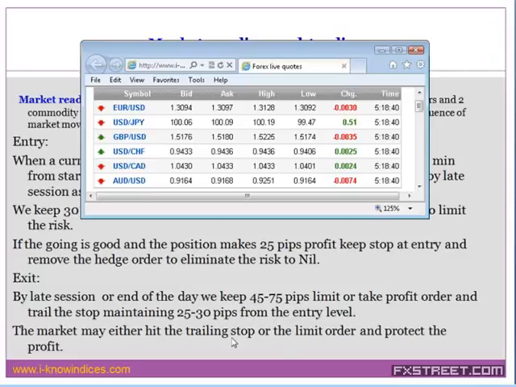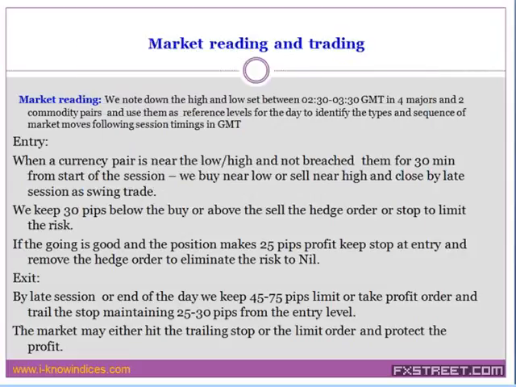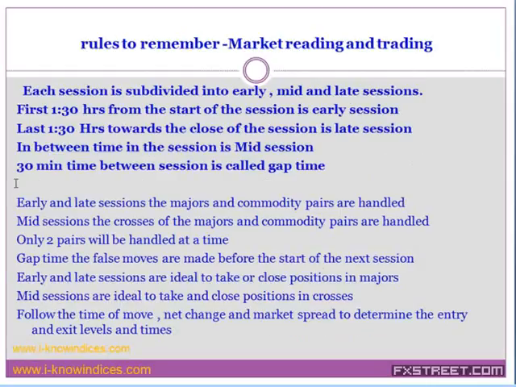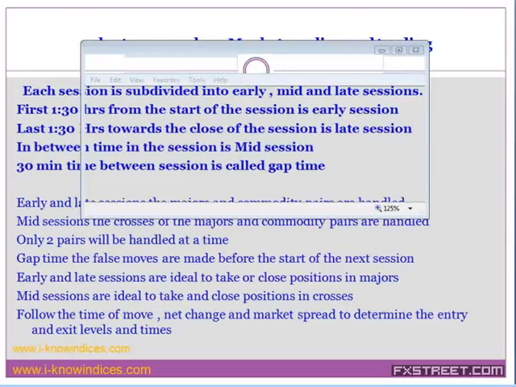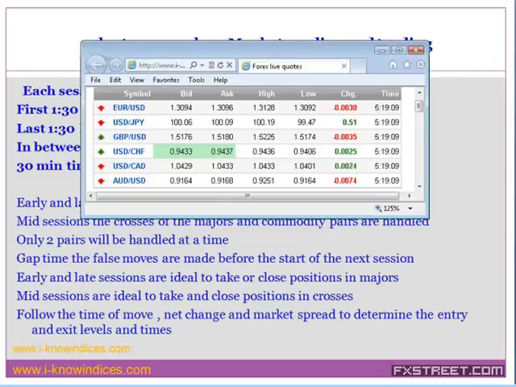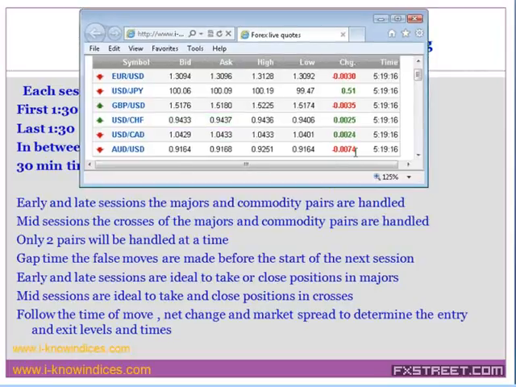And always keep in mind the early and the late sessions. The first 1.5 hours and the last 1.5 hours are the early and the late session of each of the sessions, and in between is the mid session, and the 30 minutes gap between the sessions is gap time. So try to understand the timings of the market. So follow the timings of the market and also find out what are the pairs they are trying to handle at a given time, whichever is making quick moves and whichever is simply making a narrow range swing.